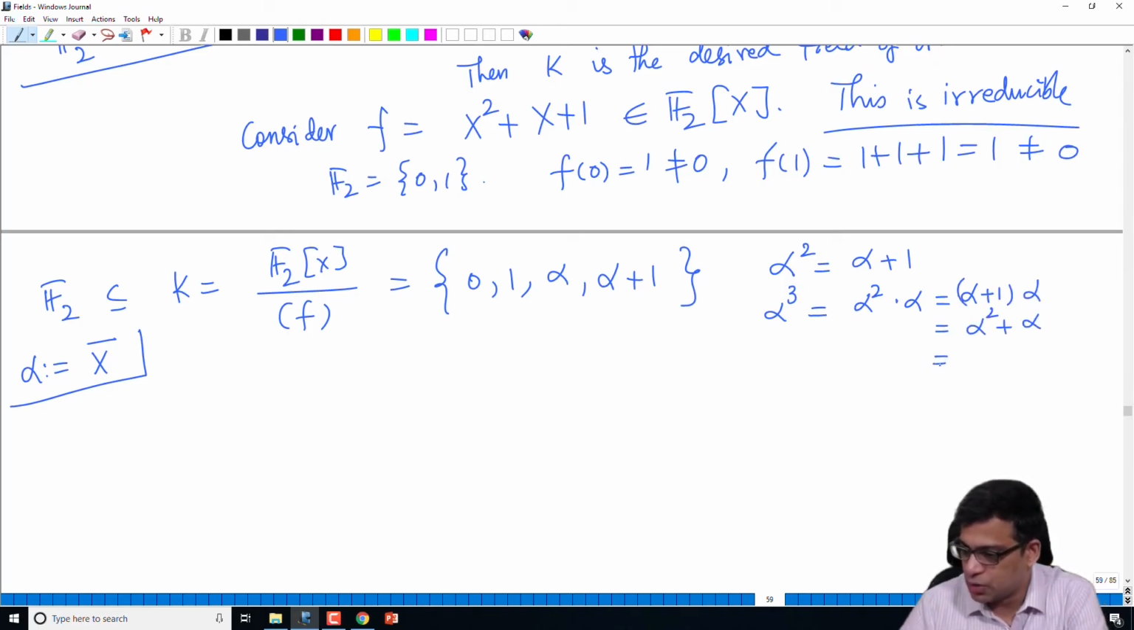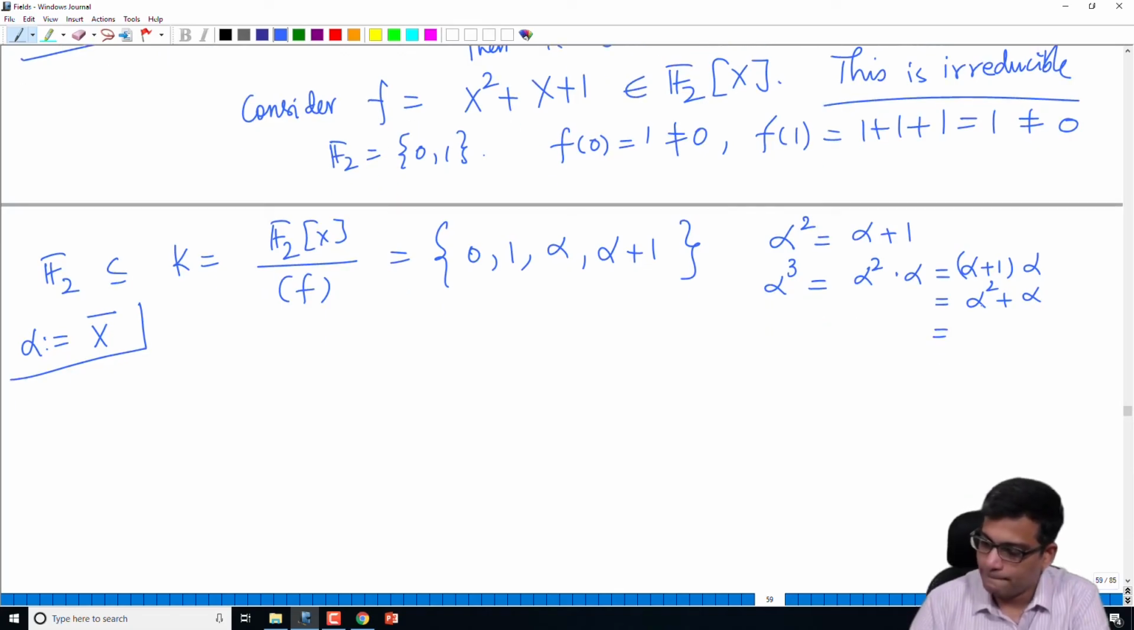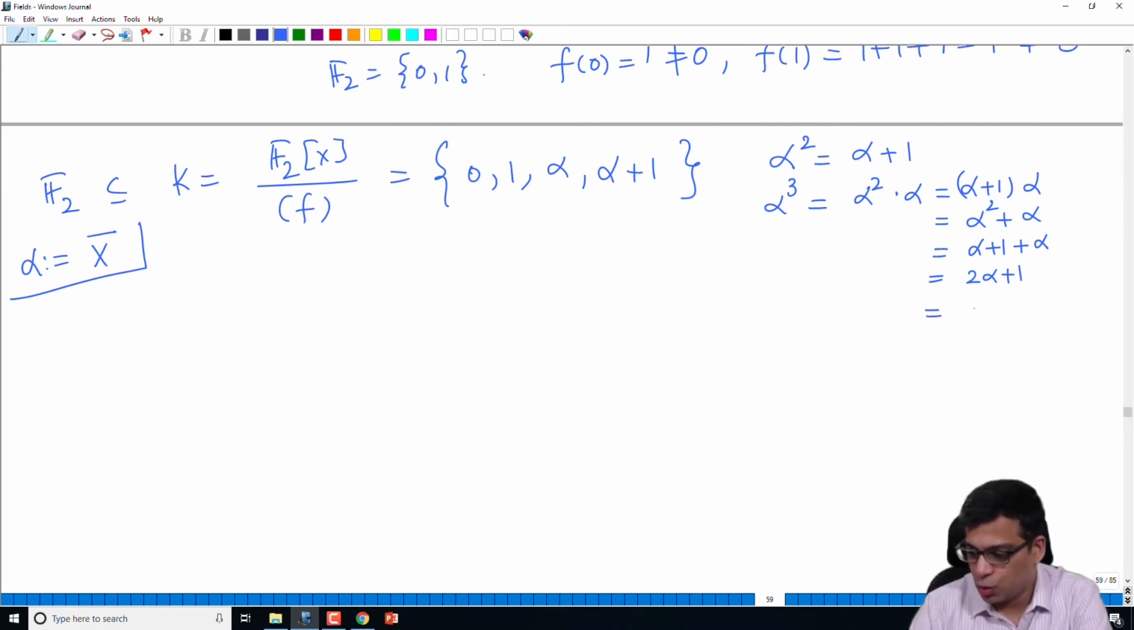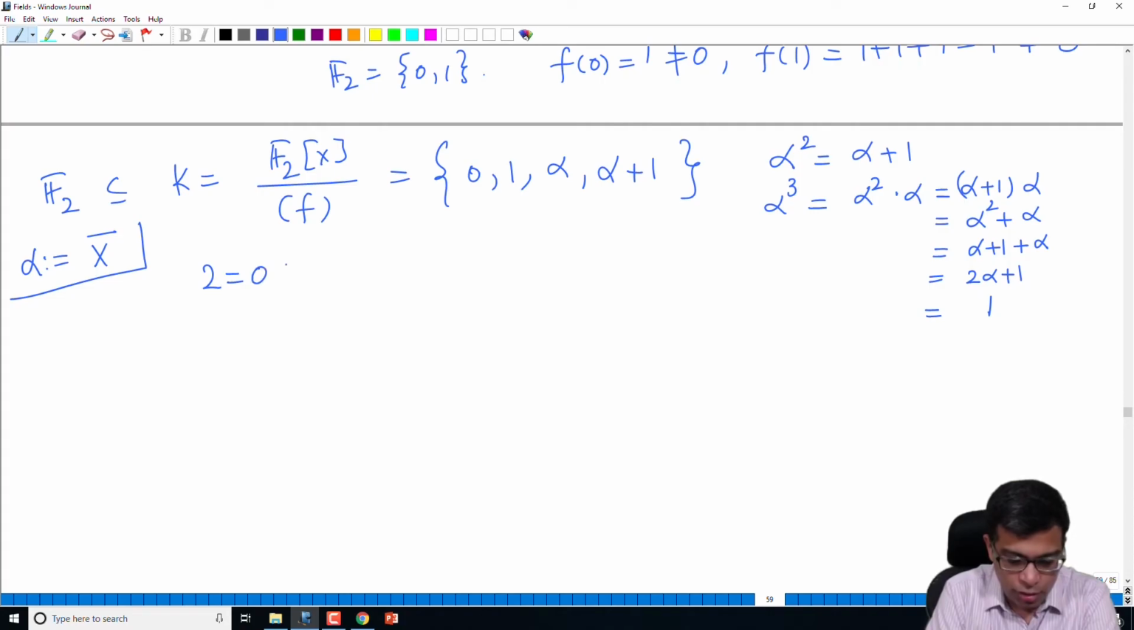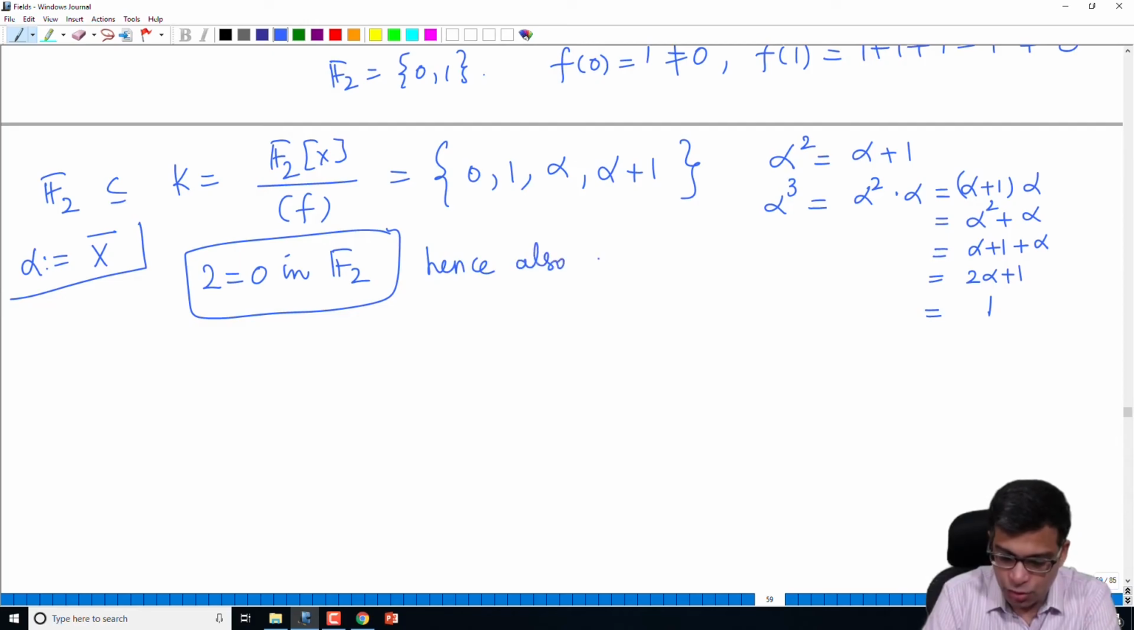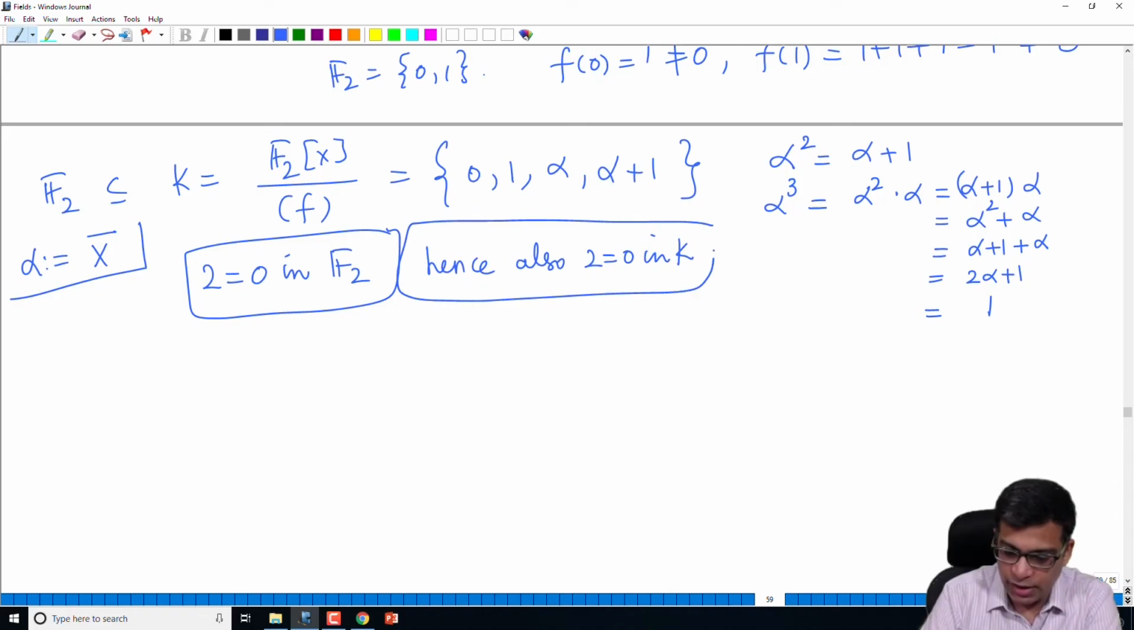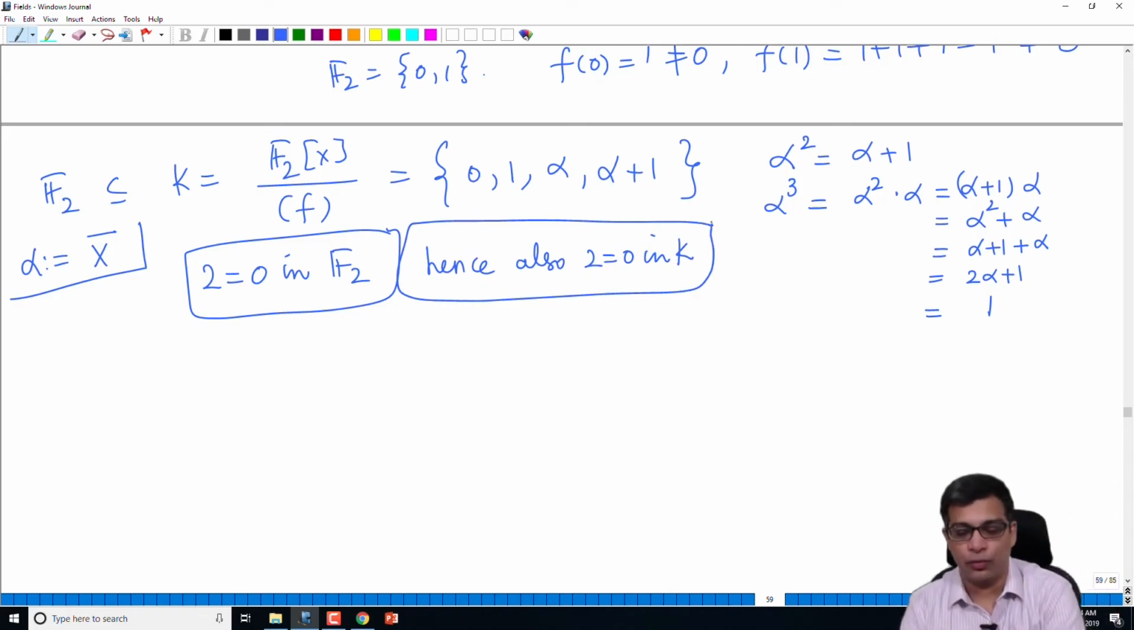And what is alpha squared? Alpha squared is alpha plus 1. So this is alpha plus 1 plus alpha. This is 2 alpha plus 1. What is 2 alpha in this field? 2 alpha is actually 0. Right? So 2 is 0 in F2. That is the crucial point, and hence also 2 is equal to 0 in K. It's a characteristic 2 field.